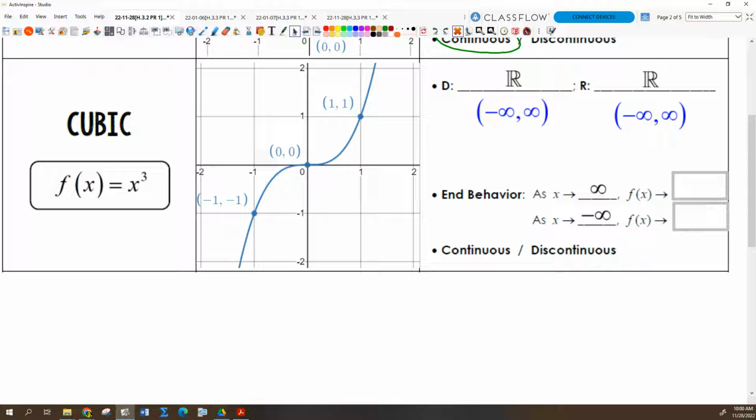End behavior. As x approaches infinity, Trenton, what does f of x approach? Okay. As x approaches negative infinity, what does f of x approach? Negative infinity. And because we go left forever, carries us down forever, right? Good. Okay. Everybody vote here real quick. Vote with your thumbs. Continuous? Yes, it is.